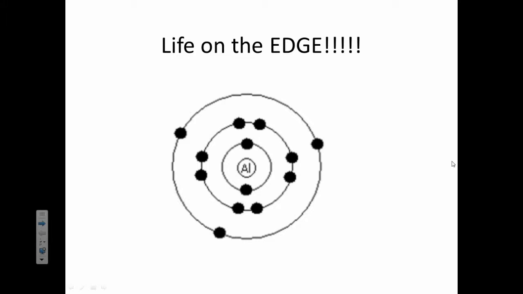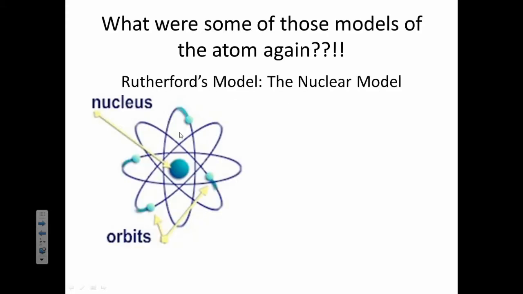In this set of notes, you're going to learn how to write electron configurations. And it's called Life on the Edge because we're talking about valence electrons, which are the electrons that are on the edge of the atoms.